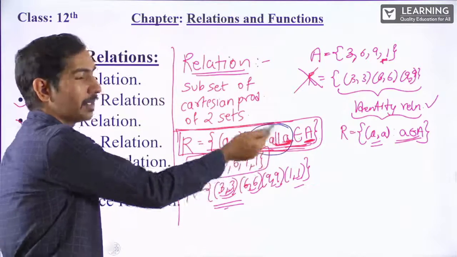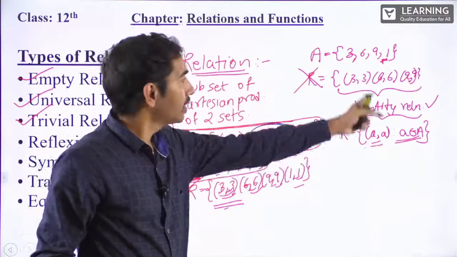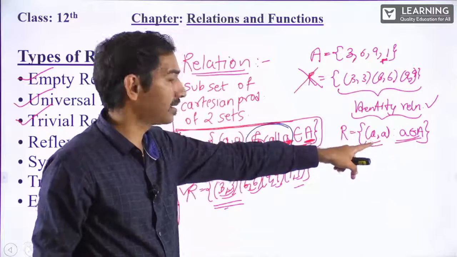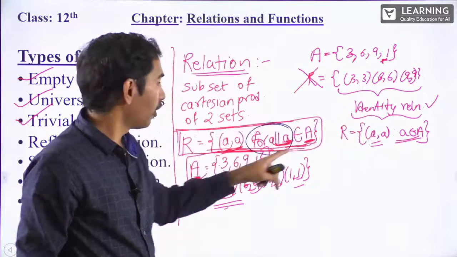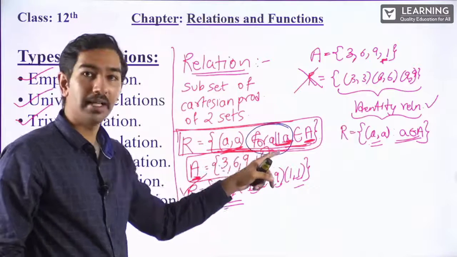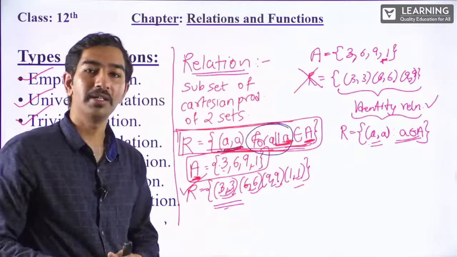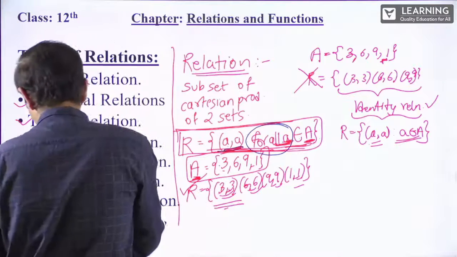For all A belongs to A. This is only A belongs to A, that's all. So if only some or one or more elements belonging to A are in this form, they are called an identity relation. If all the elements of a set A are written in this form, then it is called what? A reflexive relation. Alright, so just giving the summary again.